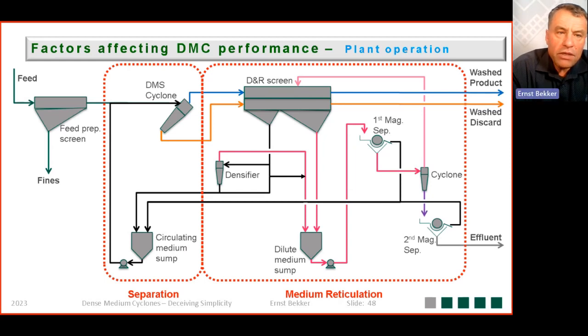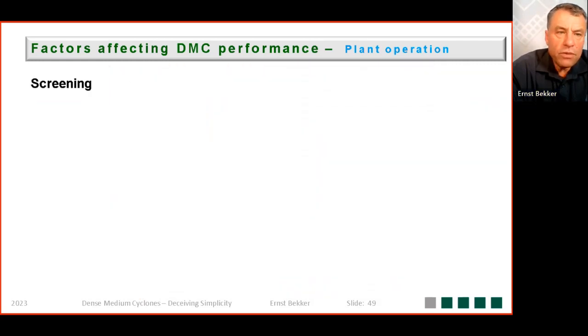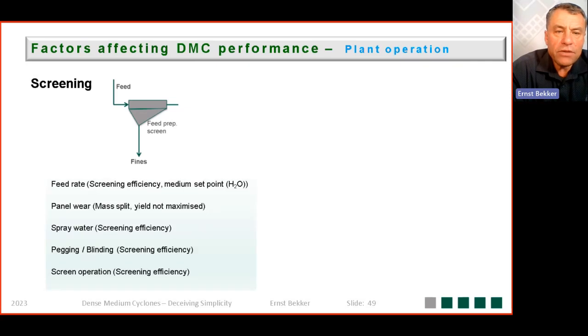I'm going to discuss each of these items separately, just to illustrate what impact it can have on the performance of the cyclone, or what aspects one just needs to take note of. So if we look at the screening on the feed preparation screen, the purpose of the feed preparation screen is to remove fines from the process. But if we start to impact on the feed rate, if we increase the feed rate, we affect the screening efficiency.